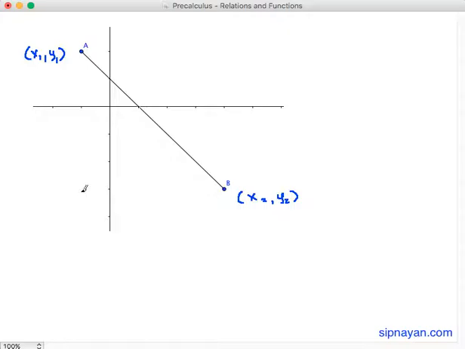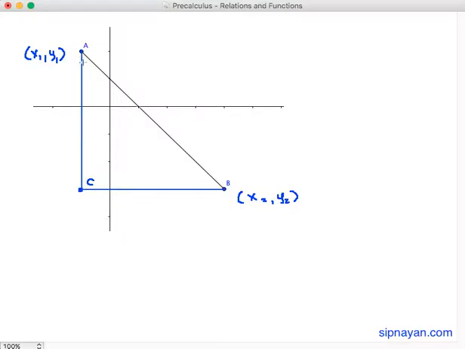Maybe we'll create another point here, let's call it C. Then we connect the points so that we can form a right triangle. So, this is C. What are the coordinates of C?